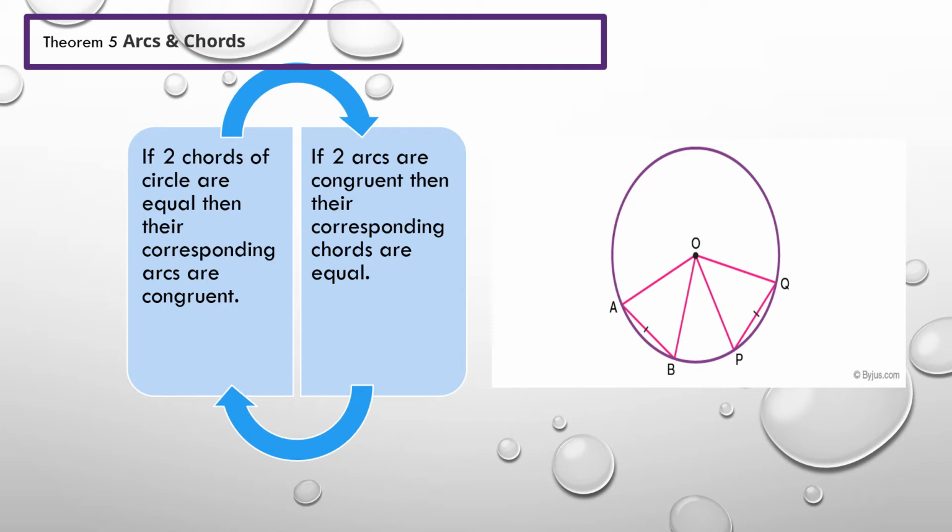Next we have arcs and chords. If two chords are equal in length, then their corresponding arcs are congruent. Again, this arc AB will be congruent to arc PQ if AB and PQ are equal in length. Similarly, the converse of this theorem: if the arcs are congruent, then their corresponding chords must be equal.